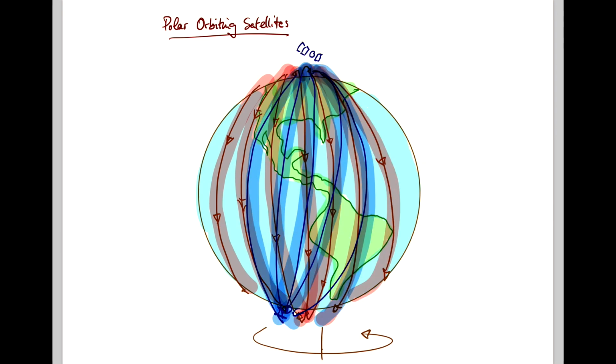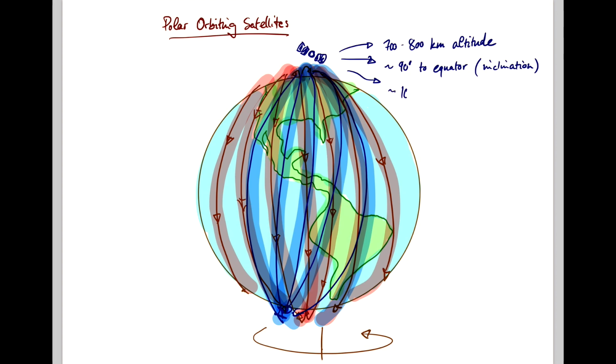So all polar orbiting satellites have an altitude that's much, much lower than the geostationary ones. They are about 700 to 800 kilometers altitude. They have a rotational axis that is at about 90 degrees to the equator. That's what we call the inclination, 90-degree inclination. And they go much more quickly around Earth. It takes them about 100 minutes per revolution.